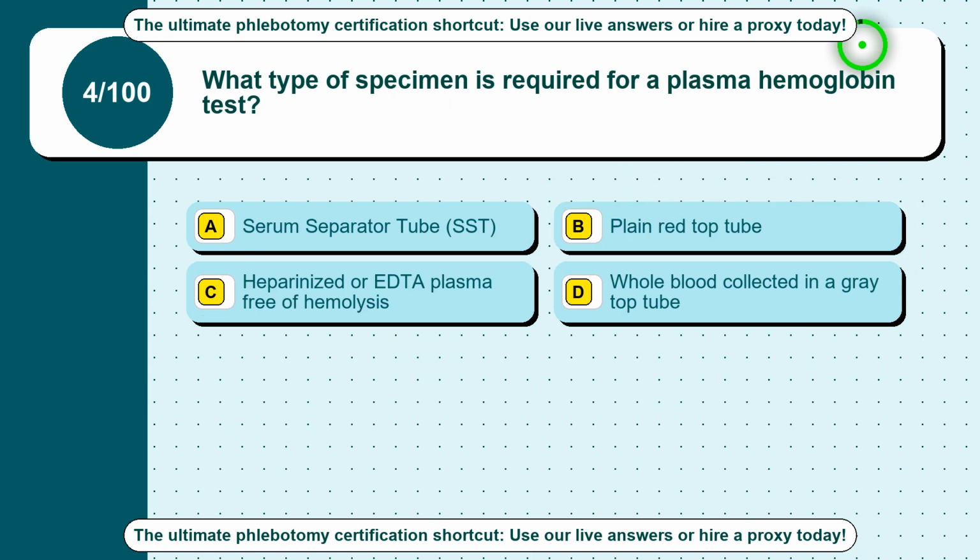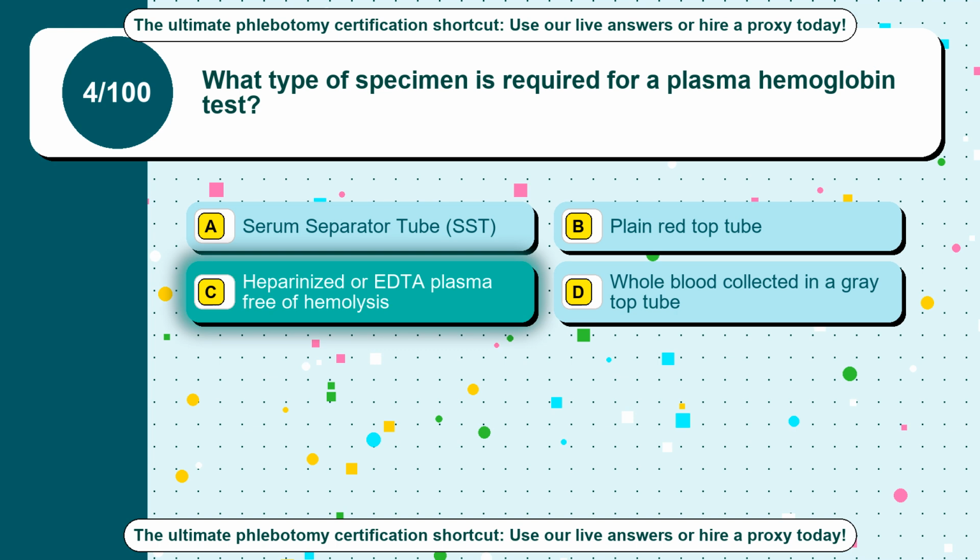Question 4. What type of specimen is required for a plasma hemoglobin test? Option A. Serum separator tube, SST. Option B. Plain red top tube. Option C. Heparinized or EDTA plasma free of hemolysis. Option D. Whole blood collected in a grey top tube. The correct answer is option C.